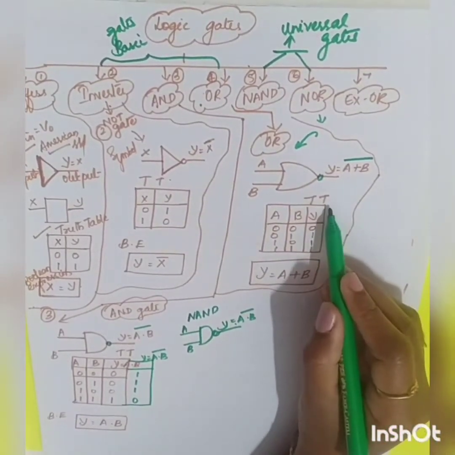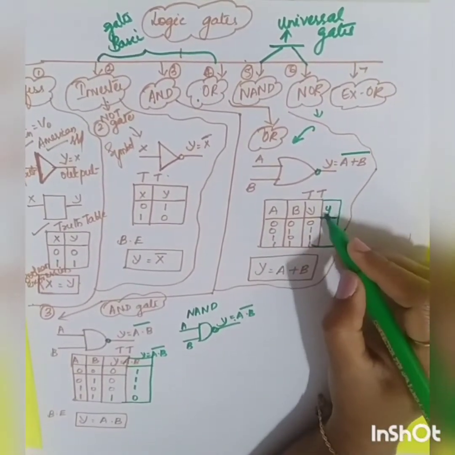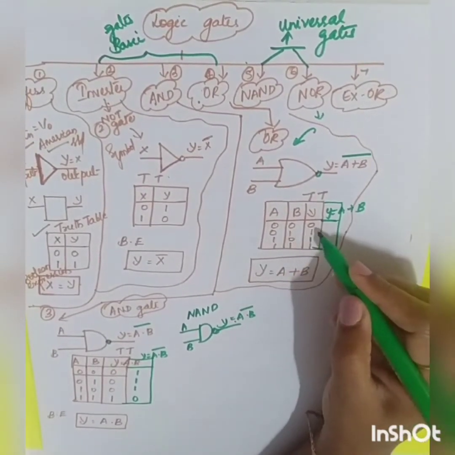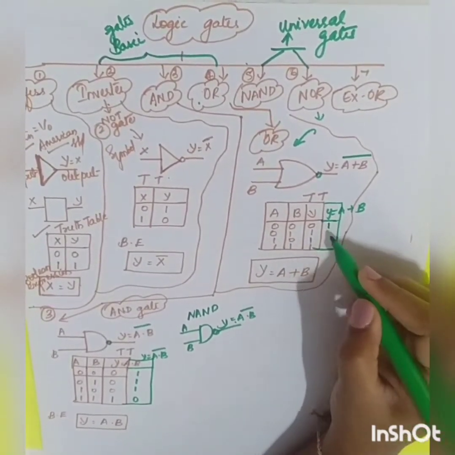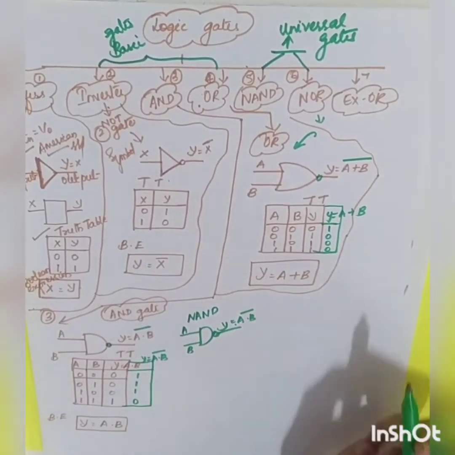So what will be the truth table here? Y is equal to (A plus B) bar, right? So what will be your inverted output? Whenever both the inputs are low, your output will be 1. In all other cases, the output is going to be 0. Okay, that will be your NOR gate.